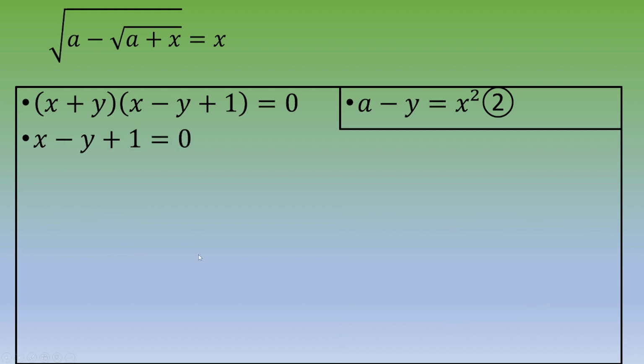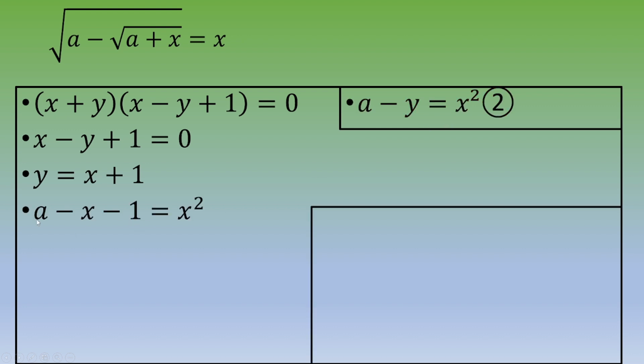Now the second case, x minus y plus 1 equals 0. So we are going to do the exact same process. y equals x plus 1, and then you plug the value of y into the second equation. So you end up with a minus x minus 1 equals x squared. If you put all these terms on the same side, then you end up with x squared plus x plus 1 minus a equals 0.